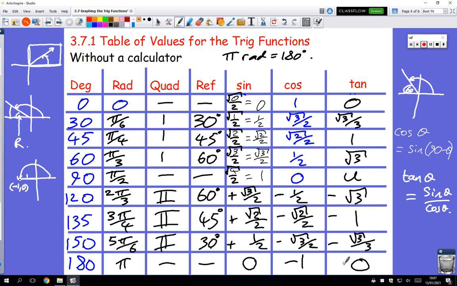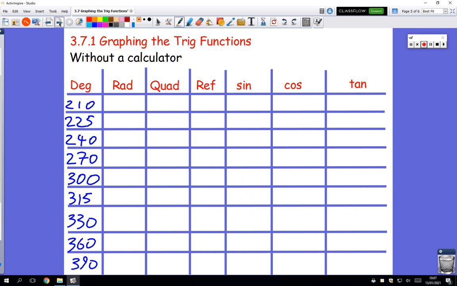Okay, so this is my table of values for the trig functions. At the moment we've done from 0 to 180. I would really recommend, if you haven't already, at this stage to pause the video and see if you can fill in the rest of this yourself. Okay, I'm going to continue with this and fill it in so you can check your answer at the end.